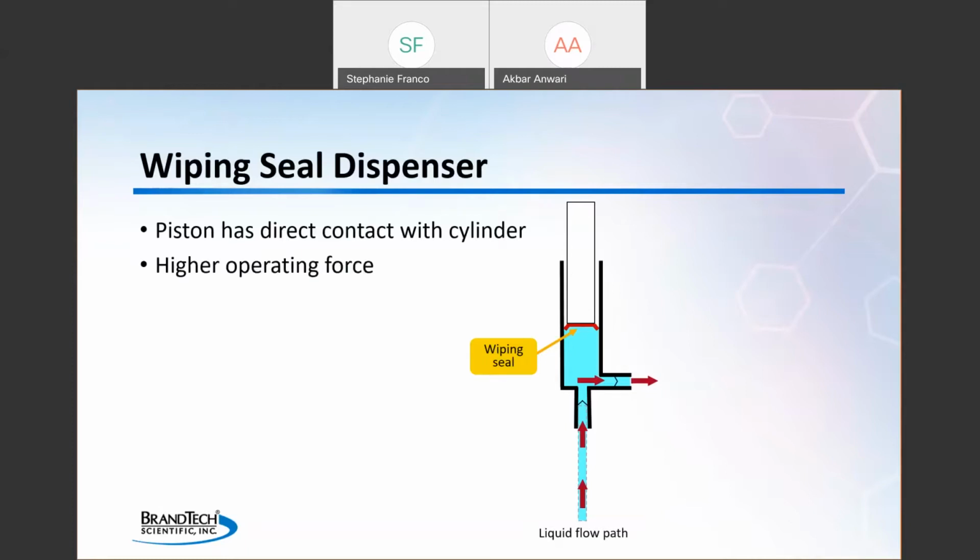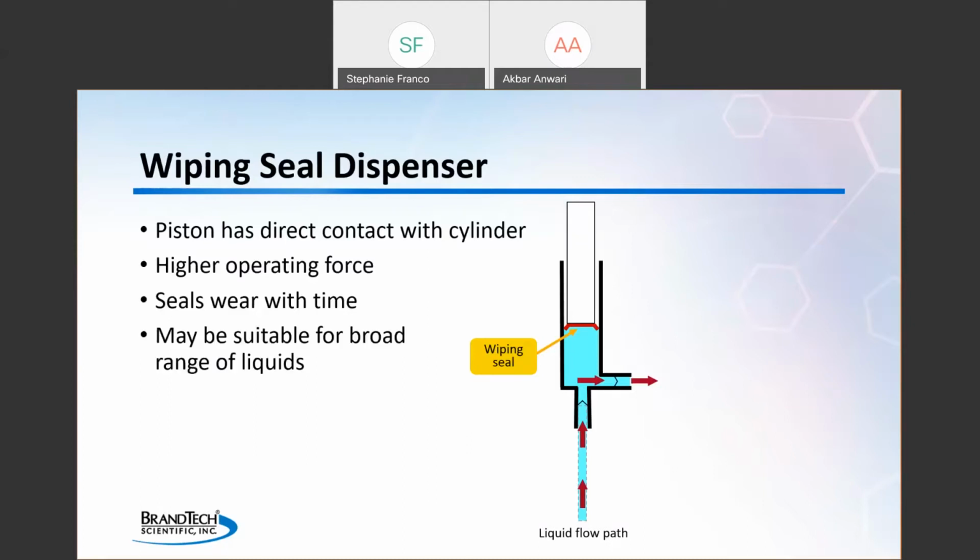These types of dispensers have a relatively high amount of friction between the piston and cylinder, which requires two-handed operation or some other method to stabilize the instrument during use. Because of this friction, the seal will eventually wear out and cause leakage. However, depending on the materials of construction, it may have a slightly wider range of application than any one model of floating piston dispenser.